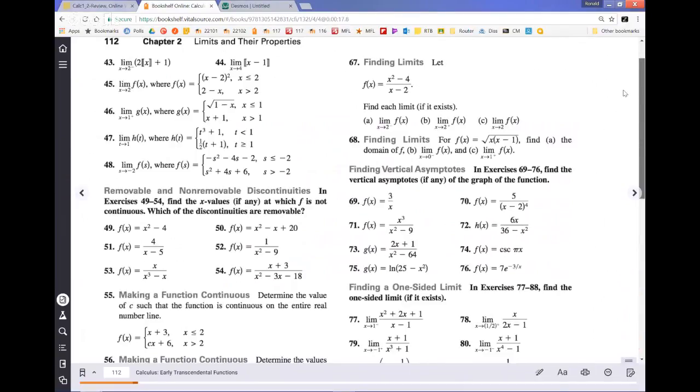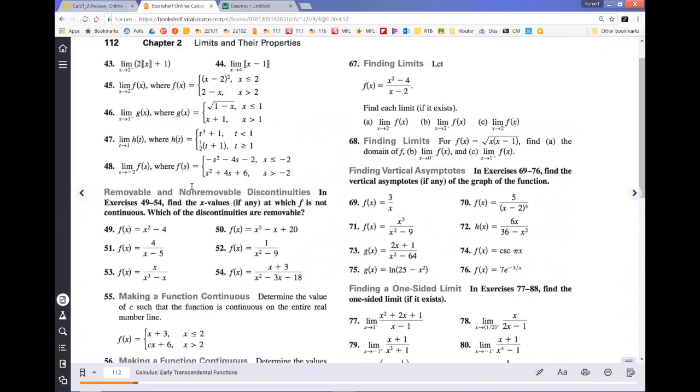Okay. So we've got this function up here. Limit when s approaches 2 of f of s. And f of s is another piecewise function. So what's going on in that piecewise function? When you plug in a negative 2 on the top, negative 2 squared is 4, but then that negative has to be applied, so that's negative 4 plus 8, which is 4, and 4 minus 2 is 2. So we get 2 on the top.